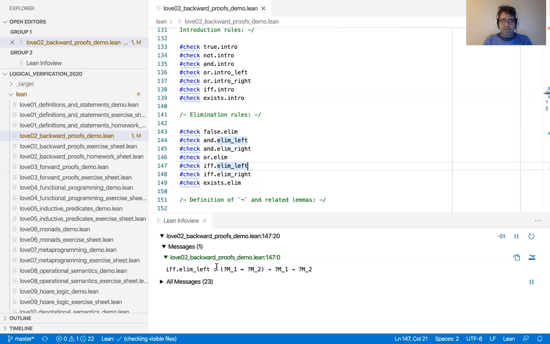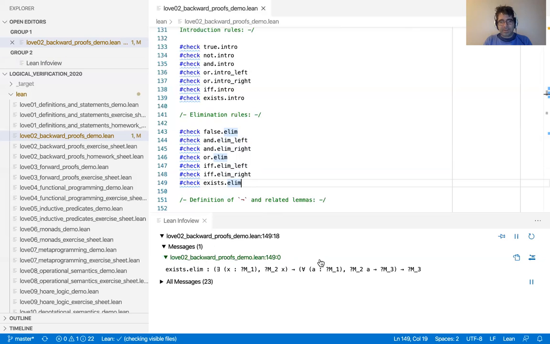So then elim, you see you have if and only if, right? So if you have an if and only if, you can extract one implication, or you extract the other implication. And then finally, exists. Oh yeah, that's another one that's complicated.